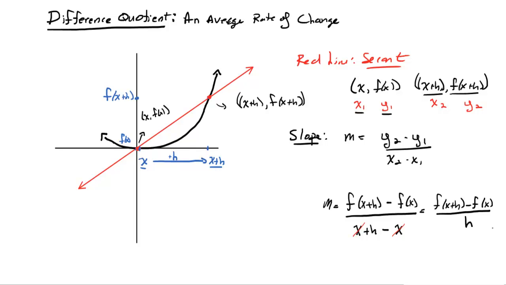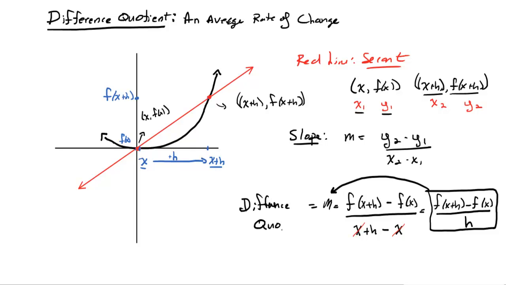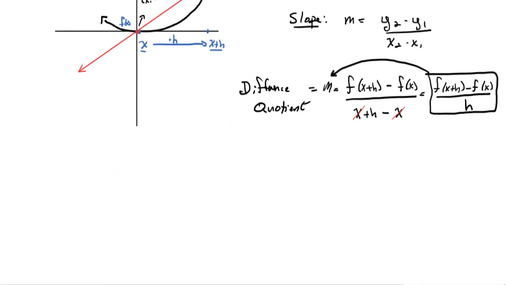And this, ladies and gentlemen, is the definition of our slope between these two points, and this is known as the difference quotient. So anytime we want to find an average rate of change between two points, we can apply the difference quotient. So let's go ahead and see how we can apply our difference quotient in an example.